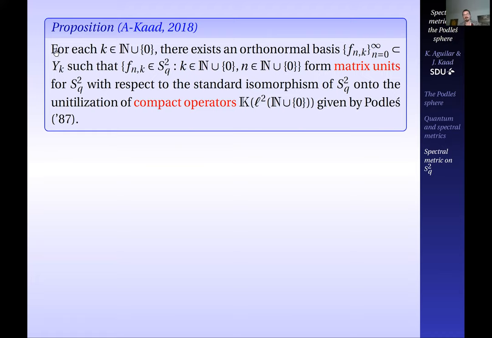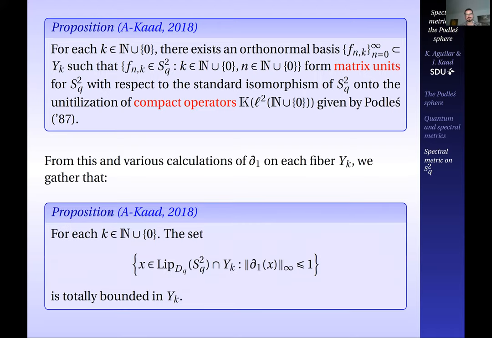So we did develop our own matrix units for SQ2, in particular for each k and n. If you go through n equals 0 to infinity, you do get your elements in these Y_k spaces. So it was a particular form of the matrix units that was very useful for us. And with that explicit presentation, using the matrix units, we got that on these Y_k spaces, this set was totally bounded. That was a very big hint that we're on our way.